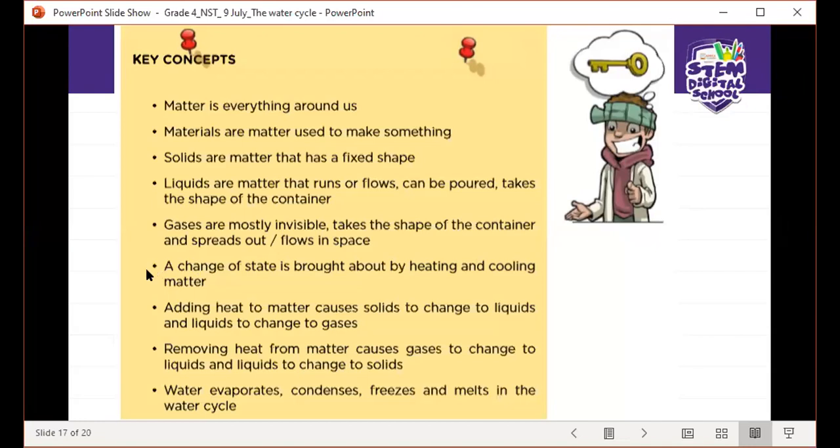Okay, and then the next point says a change of state is brought about by heating and cooling matter. Okay, then the third last point says adding heat to matter causes solids to change to liquids and liquids to change to gases. Second last point reads, removing heat from matter causes gases to change to liquids and liquids to change to solids.